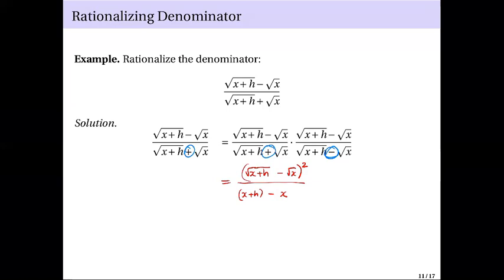And then let us expand the numerator. The numerator will become x plus h. You have that square root, but you square it, minus twice the product of square root of x plus h and square root of x, plus square root of x squared. So that's the numerator. And of course, for the denominator, you'll just simplify this. So x plus h minus x, denominator is simply h.